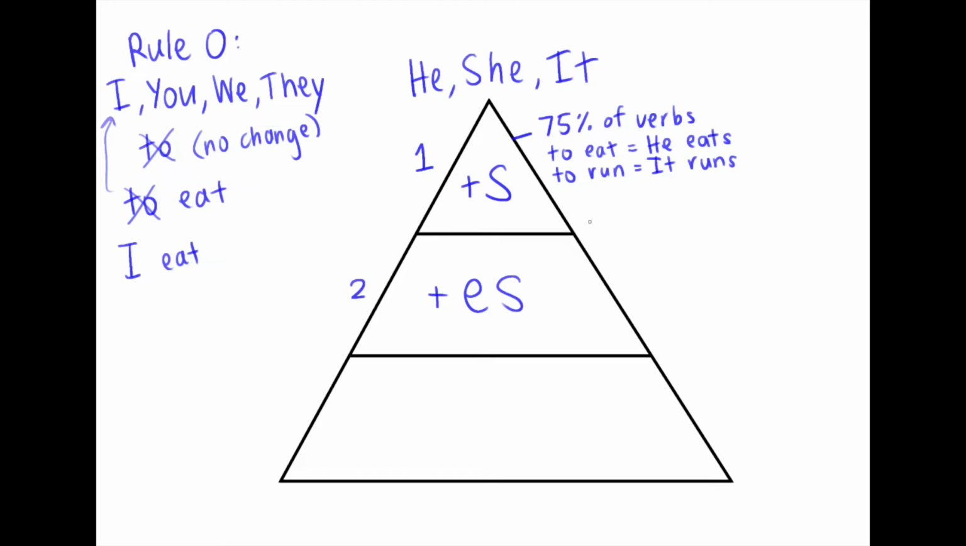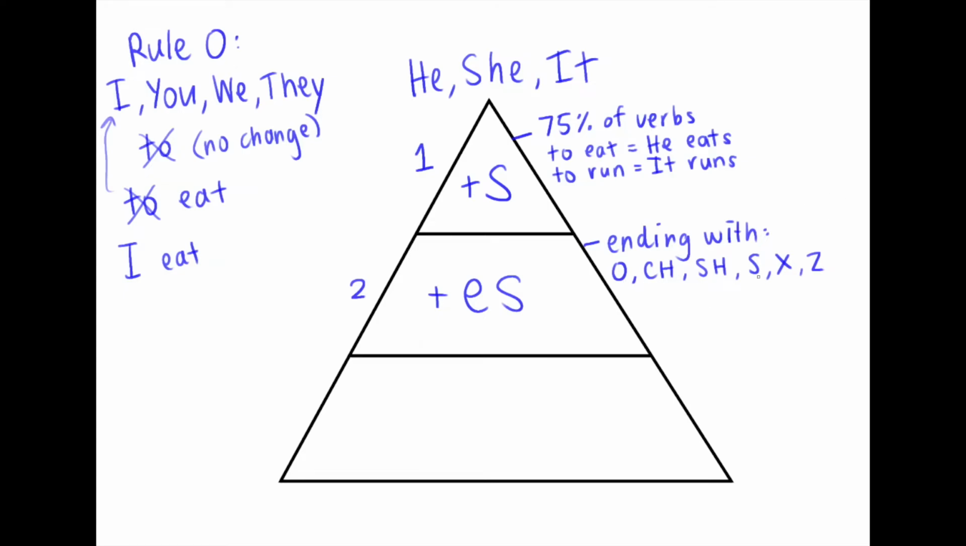Now, rule number 2, we're going to add es, okay? And we add es for any verb that is ending with any of these letters, okay? So O, CH, SH, S, X, or Z.